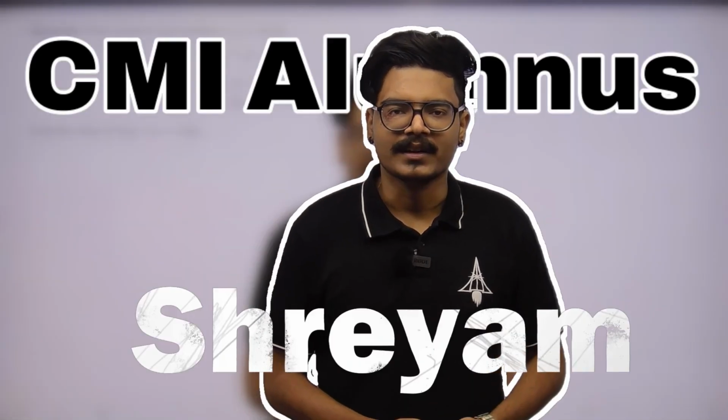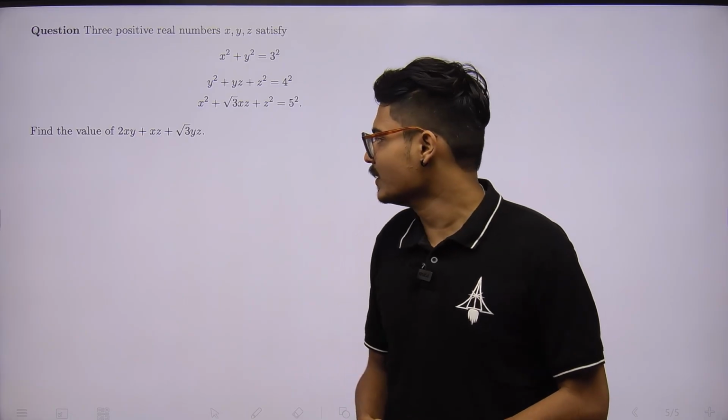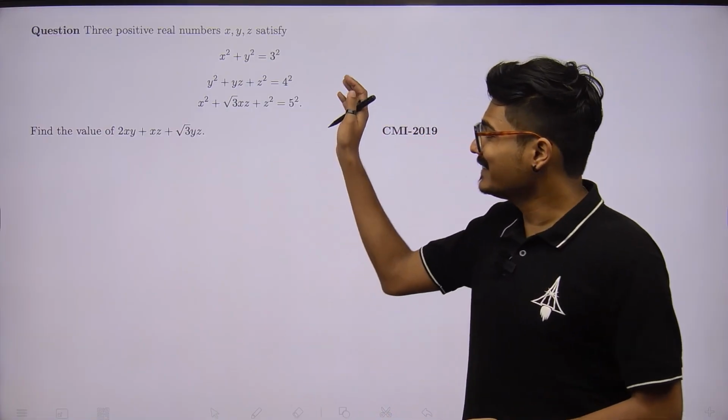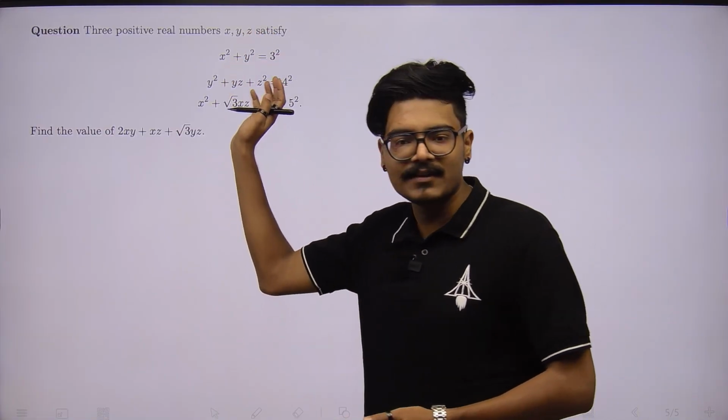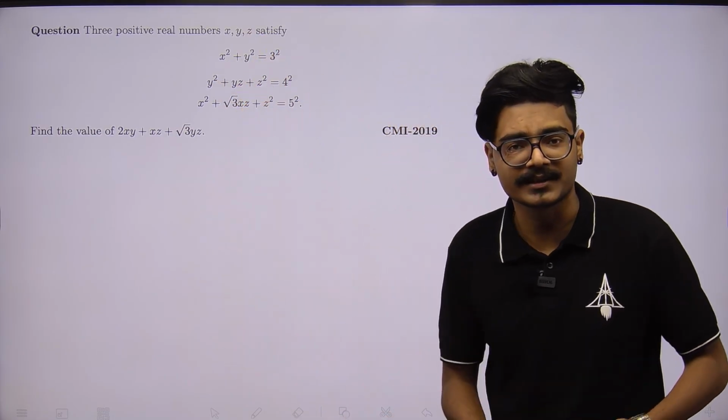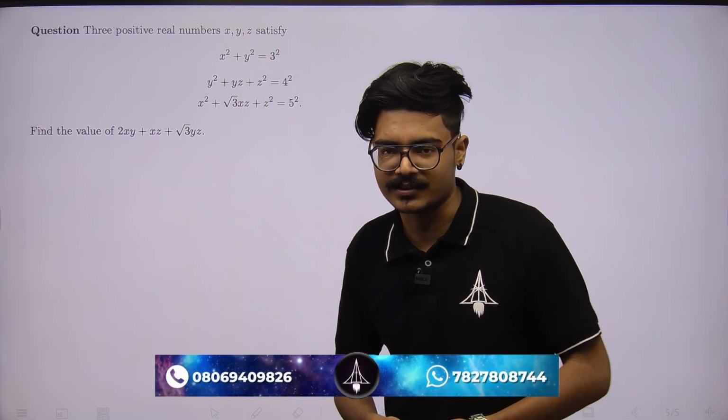Hello everyone, I'm Shreyam, a CMI alumnus, and in this video we're going to look at this problem which came in CMI 2019. Now this is a very beautiful problem because even though it looks like an algebra question where you have 3 equations and 3 variables, it's actually not. And the solution is really going to surprise you guys.